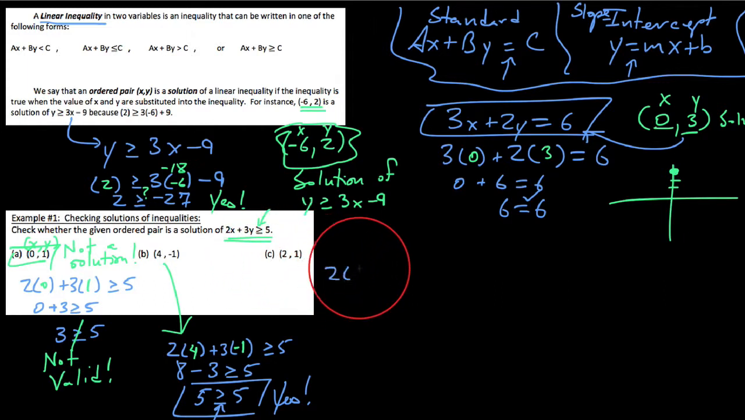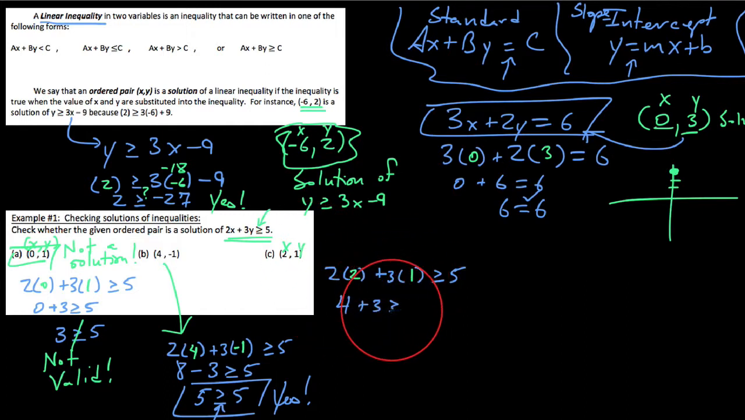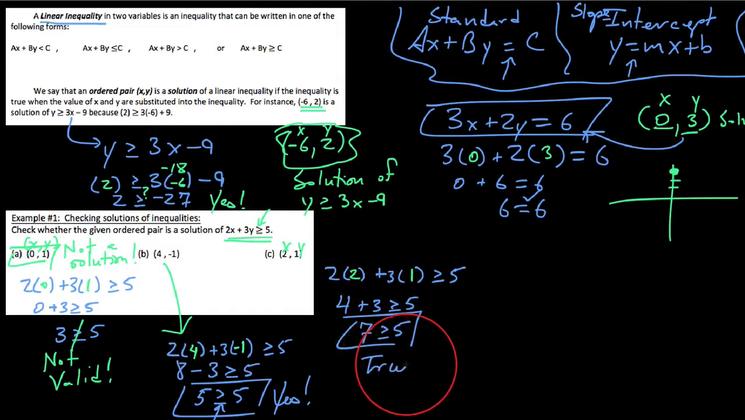We say (2, 1). So we say 2 times x plus 3 times y is greater than or equal to 5. Would it be true if we were to plug in a 2 for my x and a 1 for my y? And so in this case I get, well, 4 plus 3 is greater than or equal to 5, and clearly I can see that 7 is greater than or equal to 5. But when we talk about linear inequalities, okay, so this is a solution. This was a solution here. Solution. And in the first one we had not a solution.